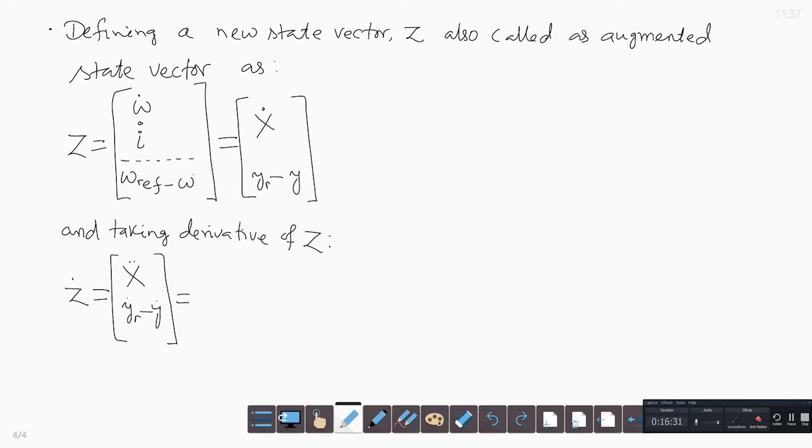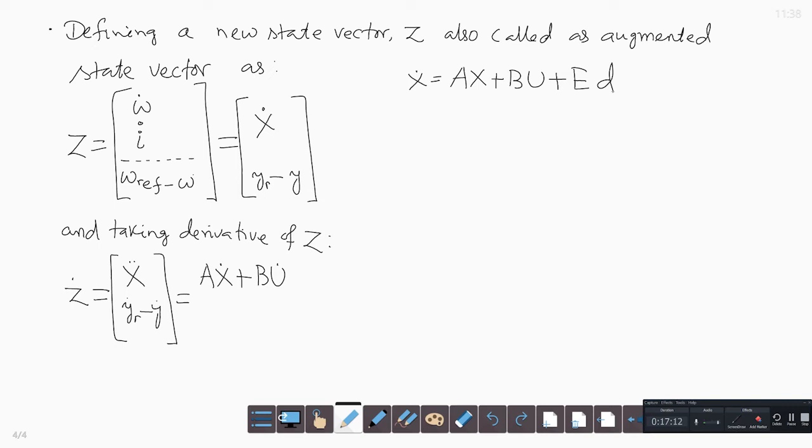So x dot is Ax plus Bu, as we have earlier written, and accordingly we want to write x double dot is A x dot plus B u dot. Even if we write x dot equal to Ax plus Bu plus Ed, where d is the disturbance, the disturbance load torque is constant, so d dot is 0, so the third term becomes 0.